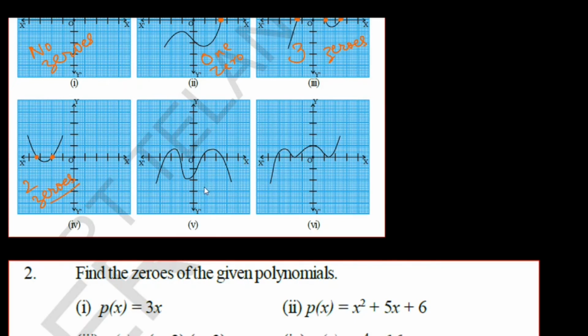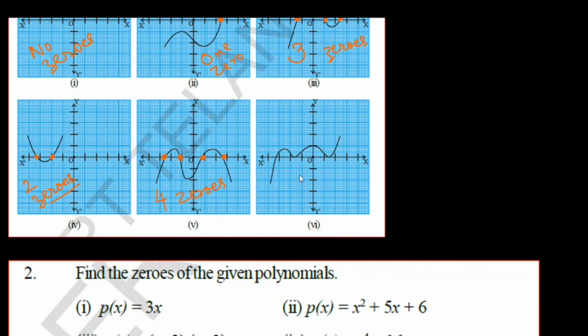Fifth one, the curve is intersecting the x-axis at four points. So this has 4 zeros. The polynomial here has 4 zeros.